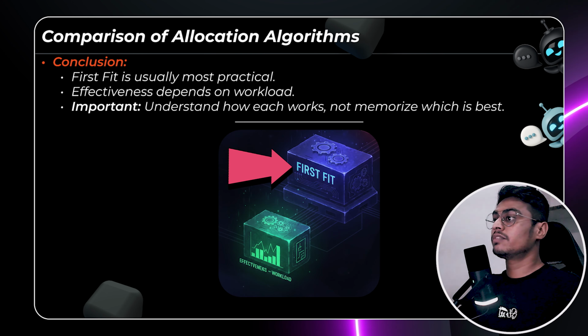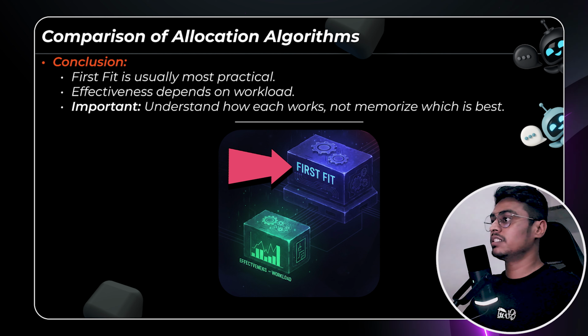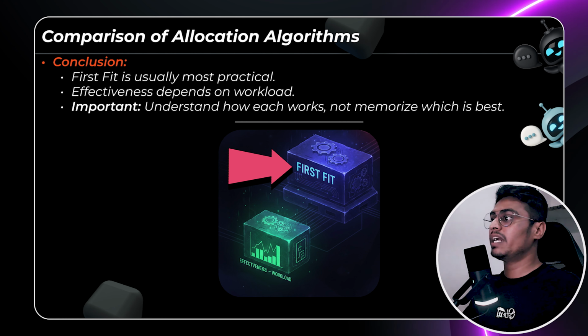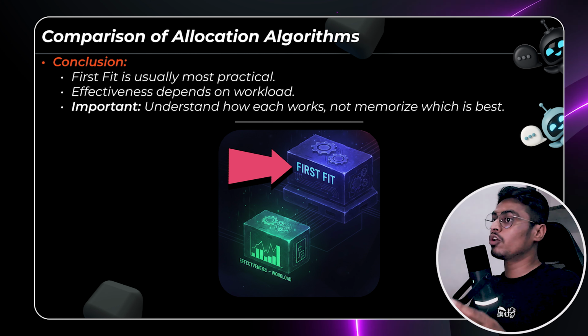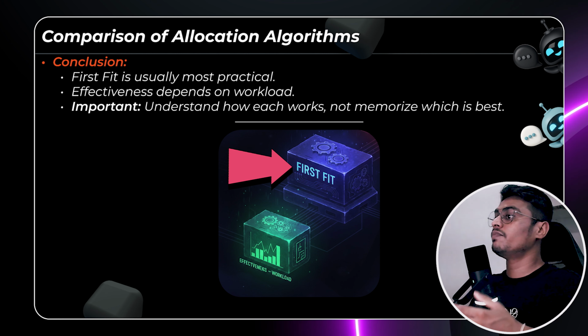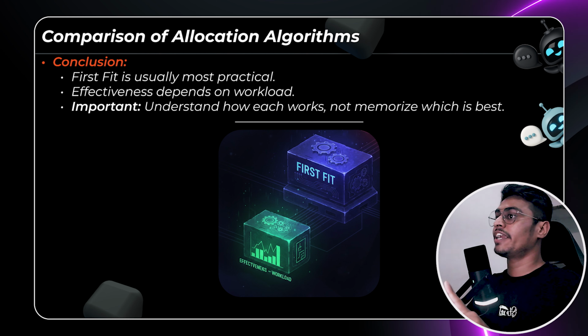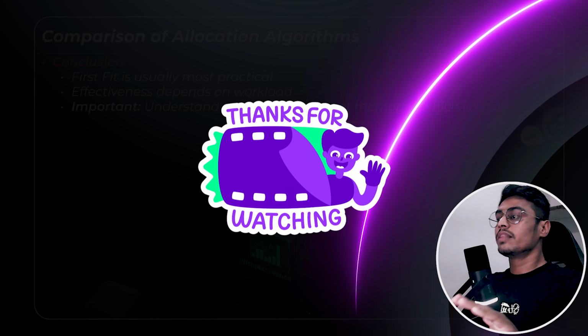Now in practice, first fit often provides the best balance of speed and reasonable space utilization. The choice of algorithm can depend on specific scenarios. Sometimes worst fit might work better, sometimes first fit. The key is understanding how each algorithm operates rather than memorizing which is the best. These algorithms form the foundation for memory allocation in contiguous memory management systems. Each has distinct trade-offs between allocation speed and space utilization efficiency.